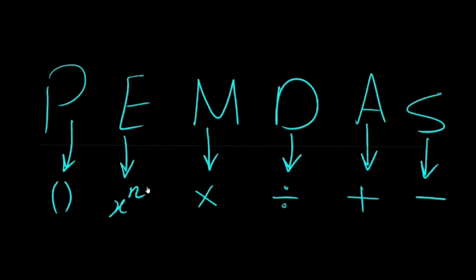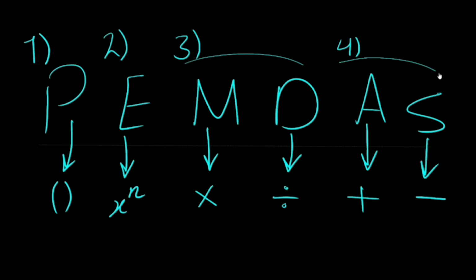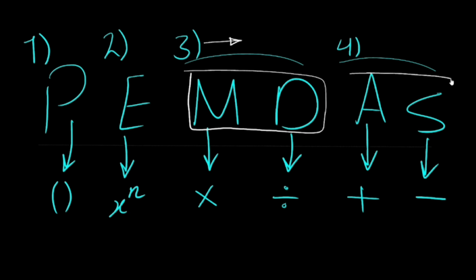According to PEMDAS, in every mathematical expression, we first solve parentheses, then the exponent, then multiplication and division, and finally addition and subtraction. Keep in mind that multiplication and division have equal priority. That means if an expression contains both operations, we move from left to right, performing whichever operation appears first. The same rule also applies for addition and subtraction.